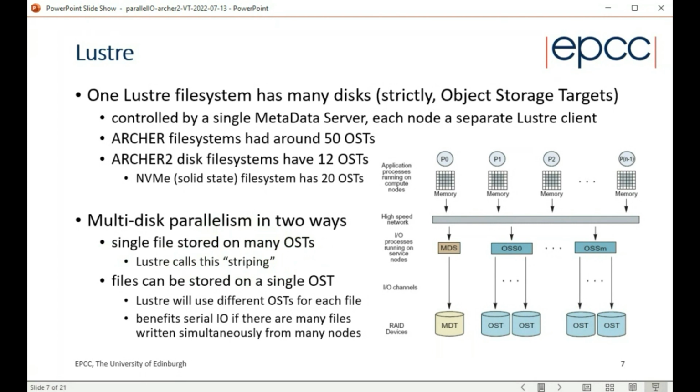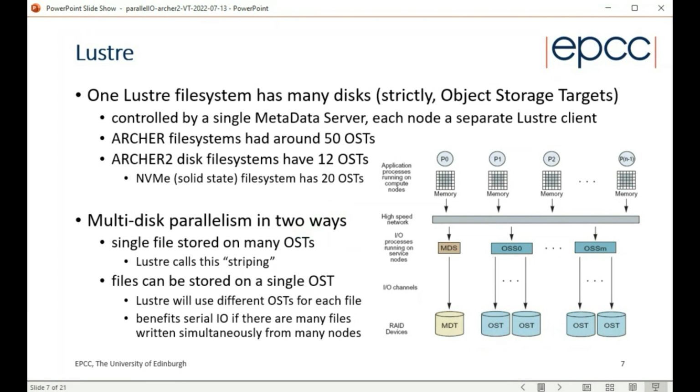However, files may be stored on a single OST. So if you write lots of small files, each file may be stored on a single OST, but different files will use different OSTs. So in fact, the 2 ways to benefit from the parallel nature of the file system, what I mean by the parallel nature of the file system is that it has multiple physical disks, is either to have a single large file striped across multiple disks, or to write lots of files, but let Lustre just basically give them to different disks.